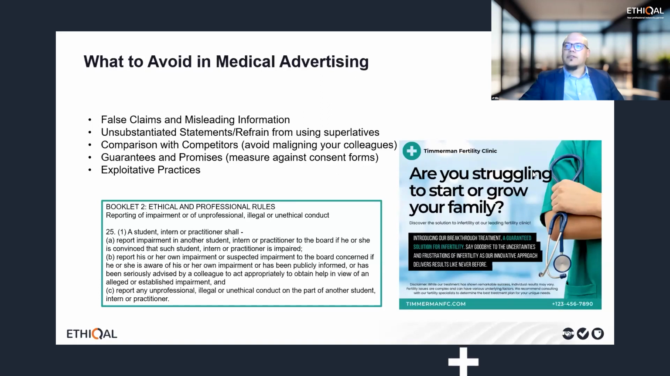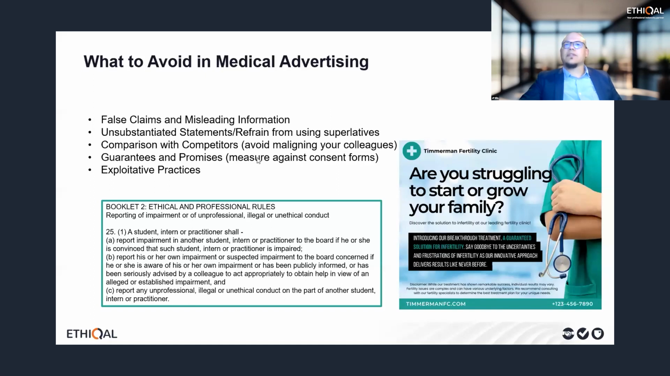On the right over here is just an example of an advertisement that makes some unrealistic expectations with regard to a fertility clinic who advertises a specific treatment as a guaranteed solution for infertility without mentioning the complex factors involved in fertility, and without any side effects.